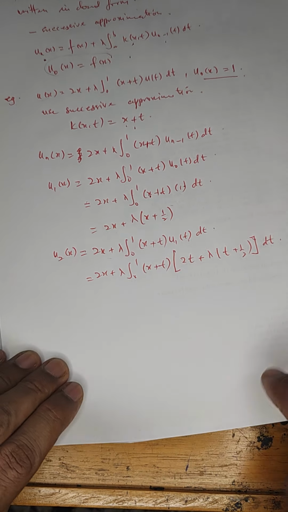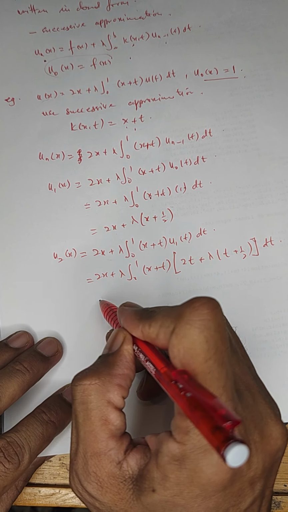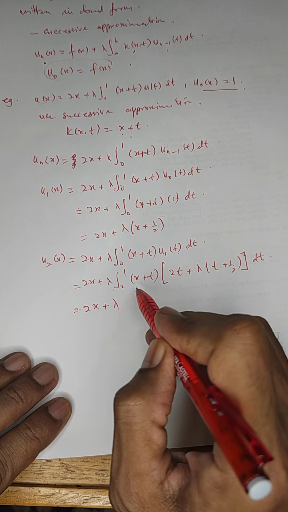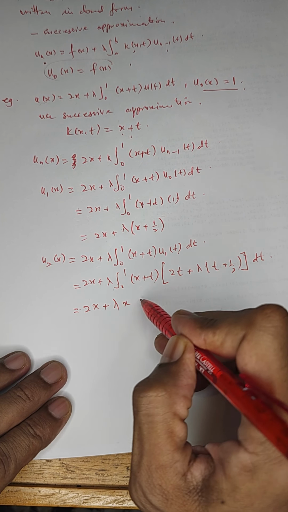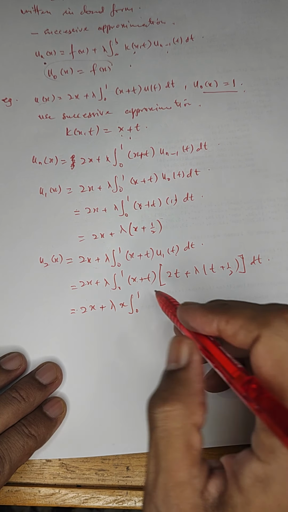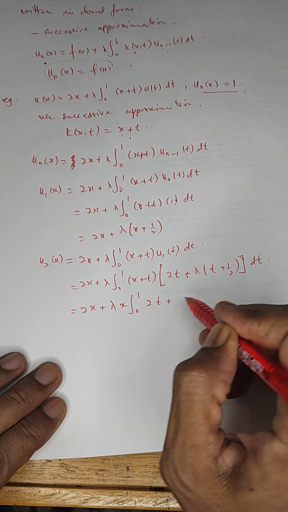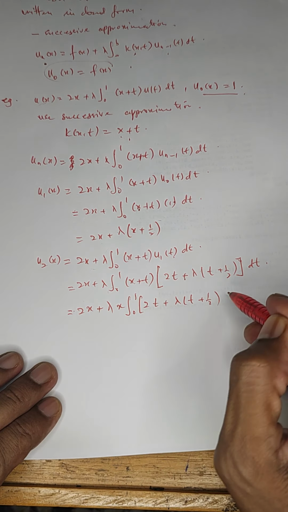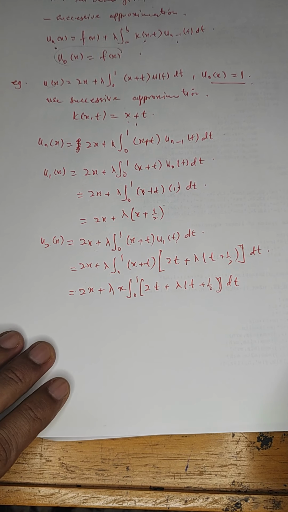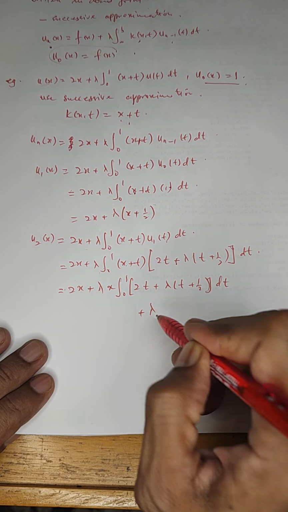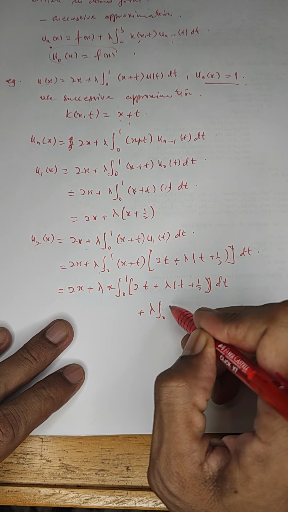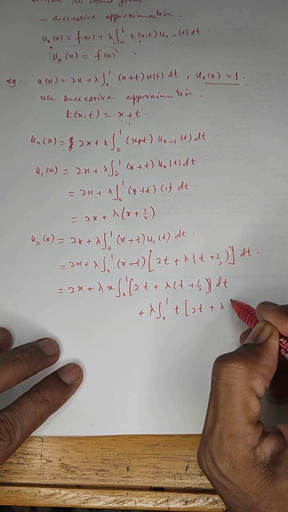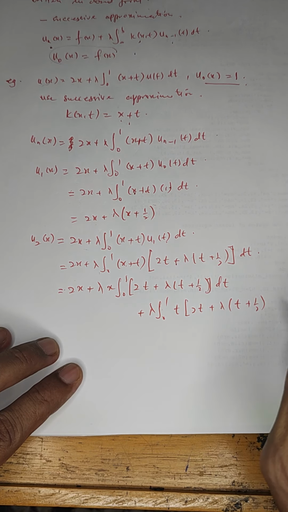Alright, so you can rewrite those things. 2x plus lambda, you can take out x, then 0 to 1, so we have (2t plus lambda (t plus half)), that's one term, dt, plus lambda, integrate 0 to 1, we have t times (2t plus lambda (t plus half)) dt.